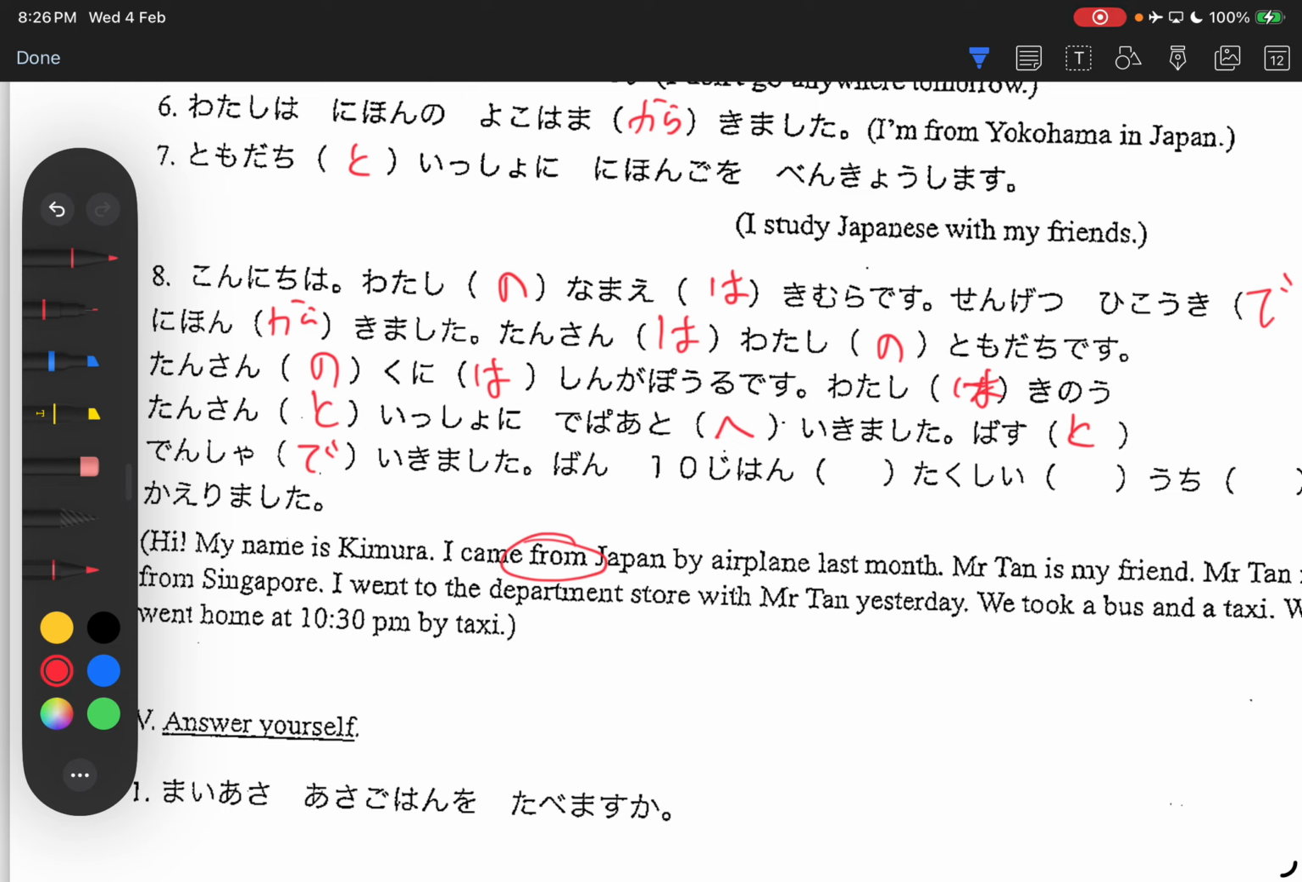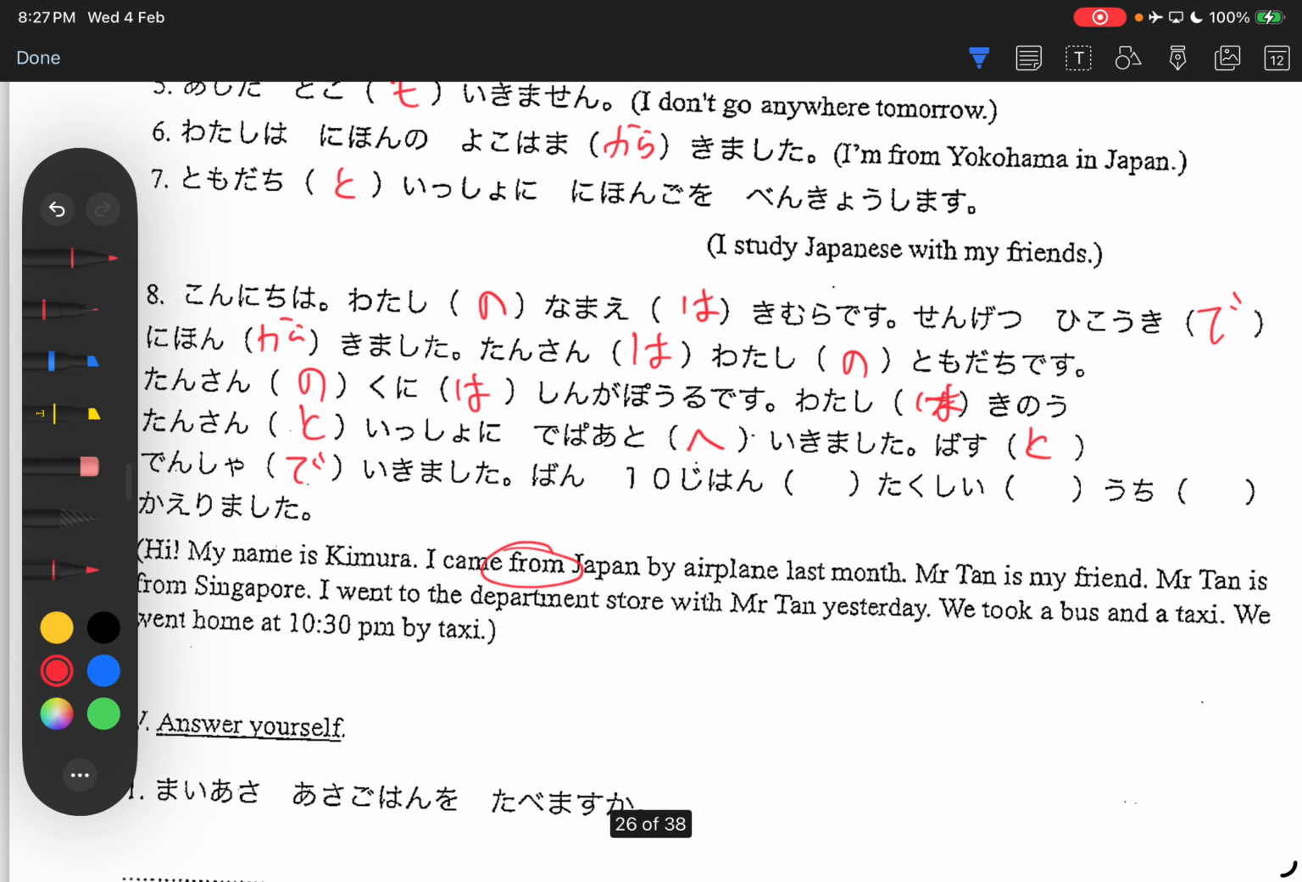Okay. Last sentence. 晩10時半にタクシーでうちへ帰りました。Okay, we use うちへ帰ります because you are far away from home lah. If you use うちに帰ります that means you are just outside the house only. But we are not just outside the house. If you are just outside the house, why do you need to call a taxi? Right? So we are far away, so we use へ.